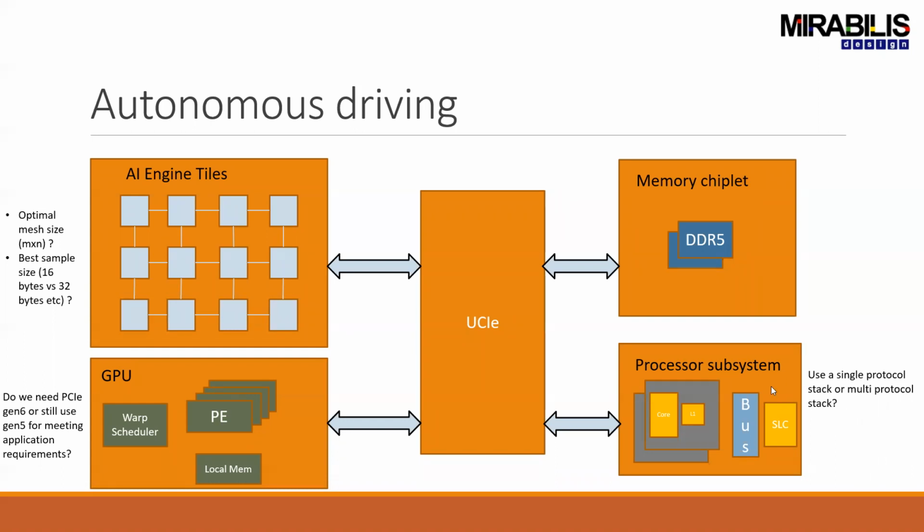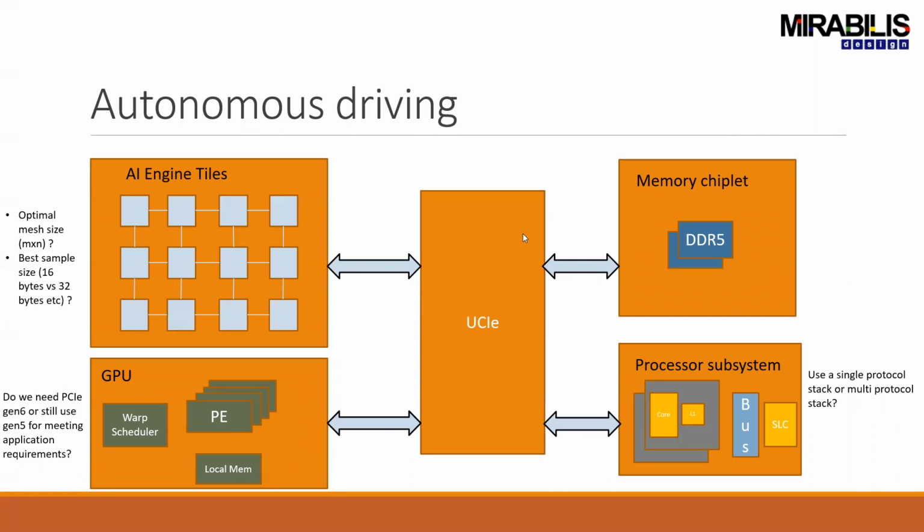Now, for processor subsystems, do you use a single protocol stack or a multi-protocol stack? Do you take all the memory and store it in one chiplet, or do we distribute some of the memory locally over here like we have done here? What are the considerations for all of these things? This is in addition to the resource sharing and resource pooling that we want to do, like number of lanes, clock speeds, what is the flit size. All of those considerations also have to happen over here.